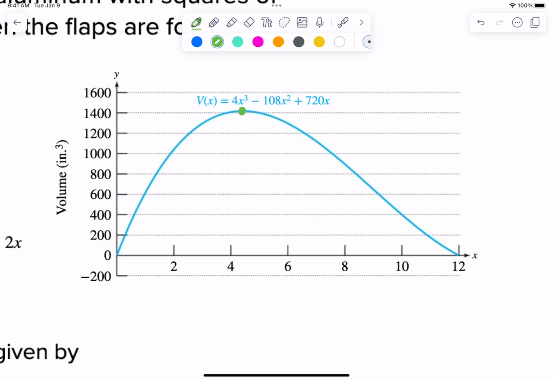You see that? What's the x coordinate right there? 4.14. Should we just say 4? We'll just round it off to 4 nicely. And then what is the volume at that place? Because that's this coordinate over here. 1400. So volume is approximately 1400. Now, can I go back through and find the y coordinate, like what the other dimension is? Probably, but no, there is no y.